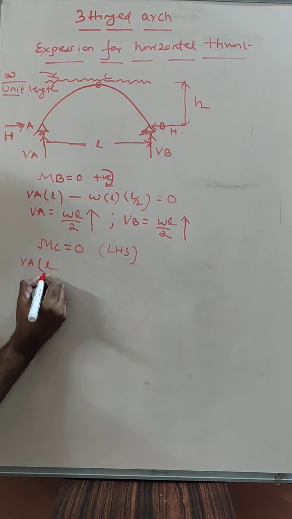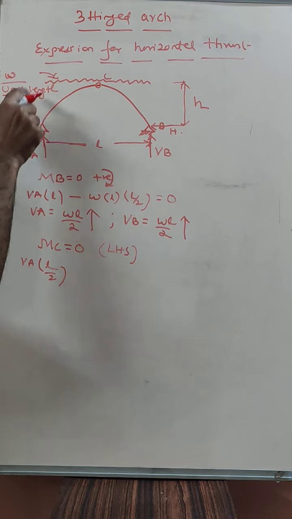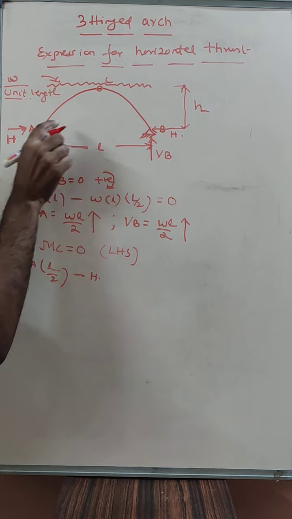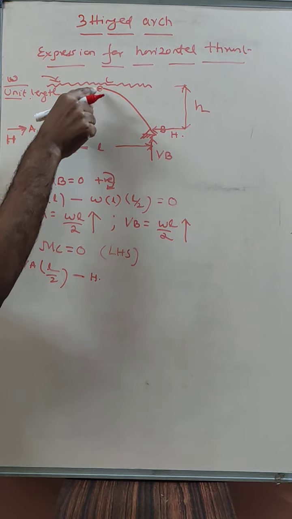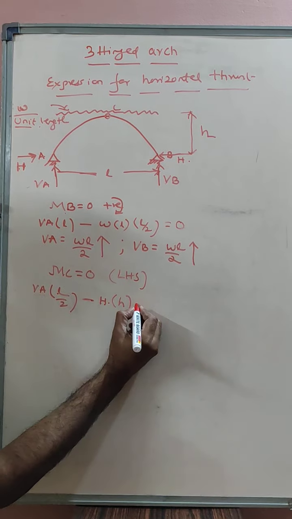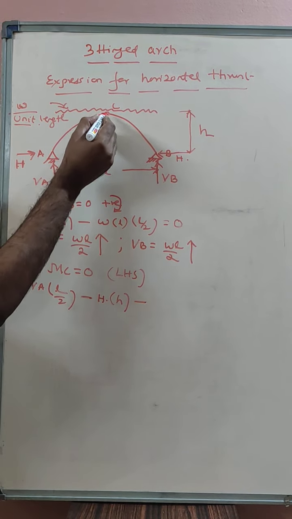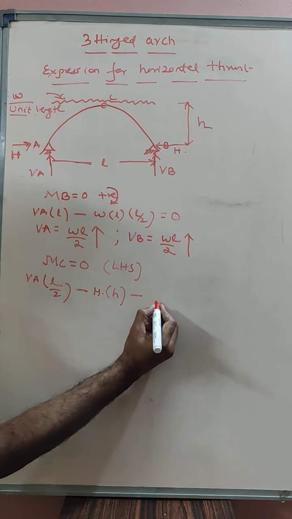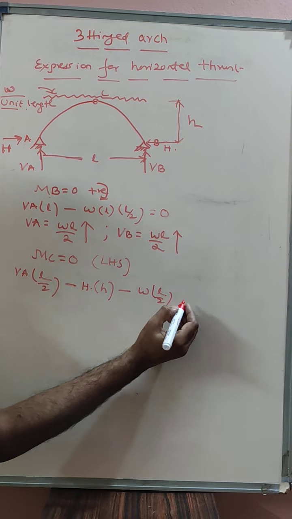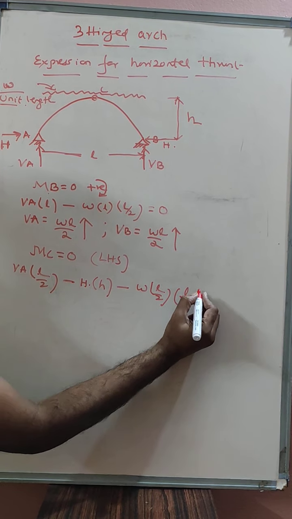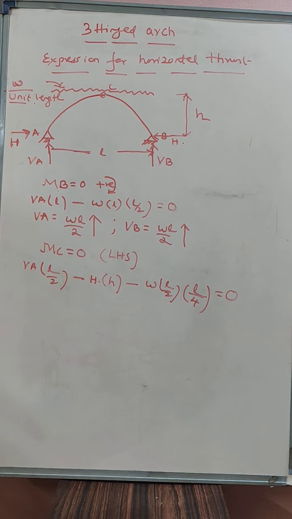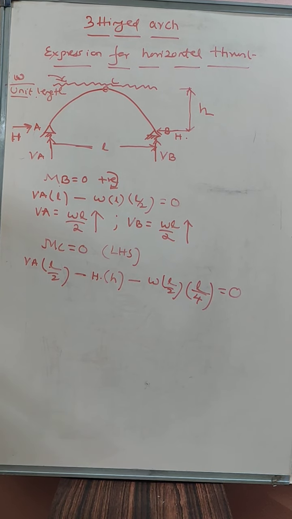VA into L by 2, clockwise. Then moment due to horizontal thrust, minus H into the vertical distance. H is the horizontal force, the vertical distance is small h, that is the rise, so minus H into h. Then minus moment due to UDL, only this part of the UDL. What is that UDL? Intensity W into L by 2, and it is acting at the center here, so it is L by 2 by 2, that means L by 4, is equal to 0. So this is the moment about C, which is equal to VA into L by 2 minus H into h minus W into L by 2 into L by 4.